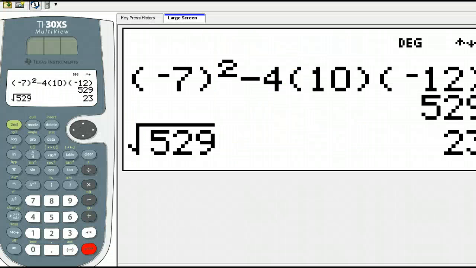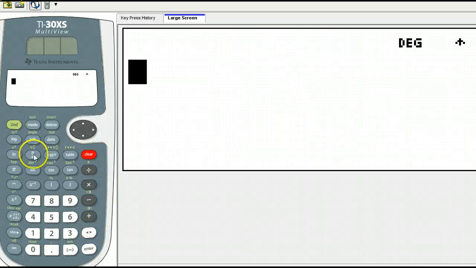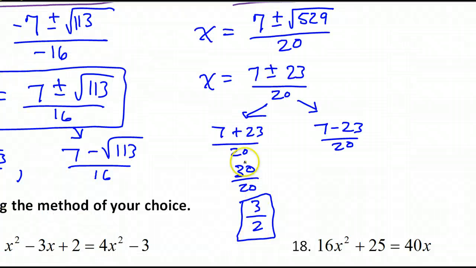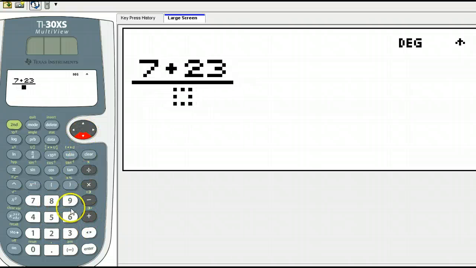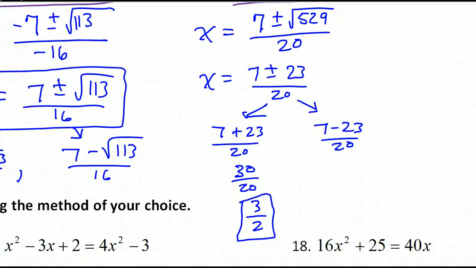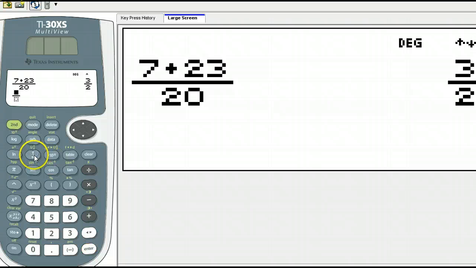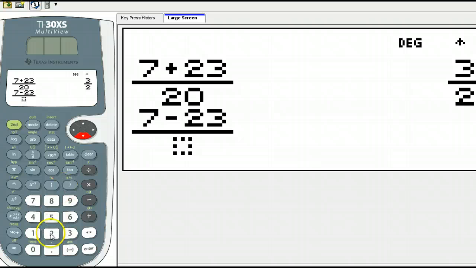But you could have done this if you really had to. Make your fraction 7 plus 23 over 20. You could have done this. And you're going to get 3 over 2 just like I said. Let's practice that for this one. 7 minus 23 over 20. Make your fraction 7 minus 23 over 20. That's negative 4 over 5.